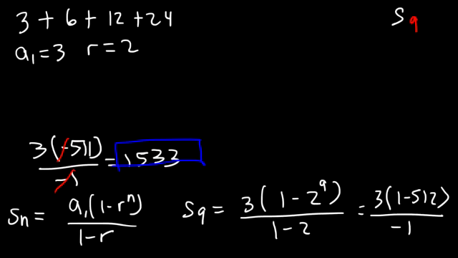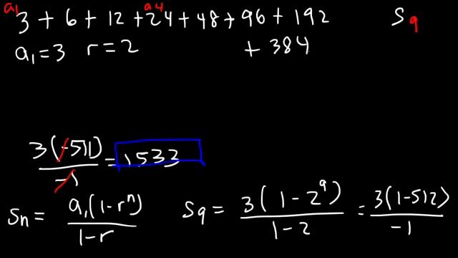Let's write out the next 5 terms. We have the first term. This is the fourth term. To find the fifth term, we need to multiply 24 by the common ratio of 2. So that's 48. 48 times 2 is 96. 96 times 2 is 192. And 192 times 2, that's 384. So that's the 8th term. Let's do it one more time. 384 times 2 is 768.